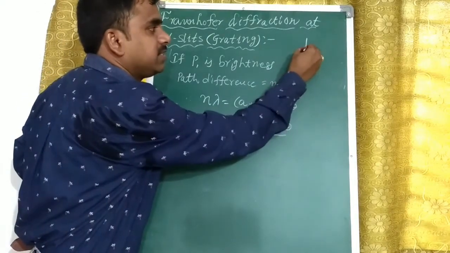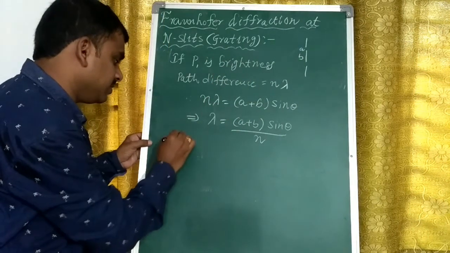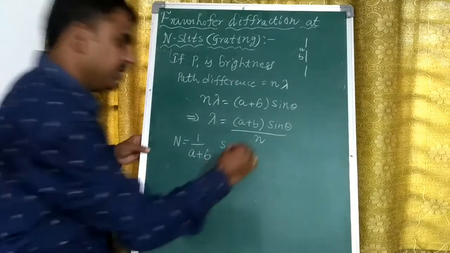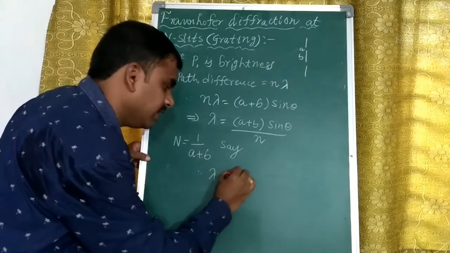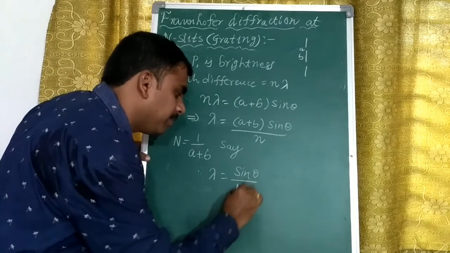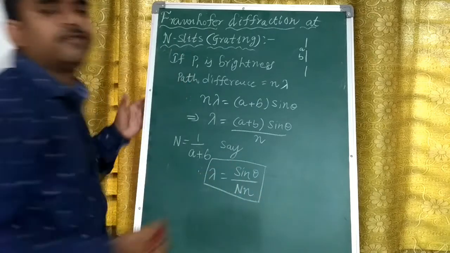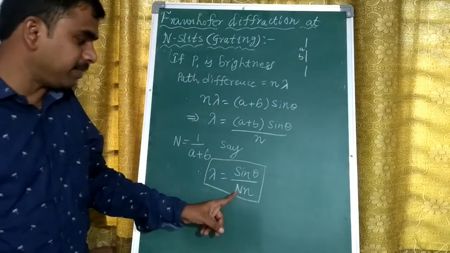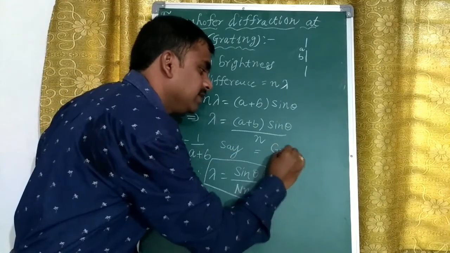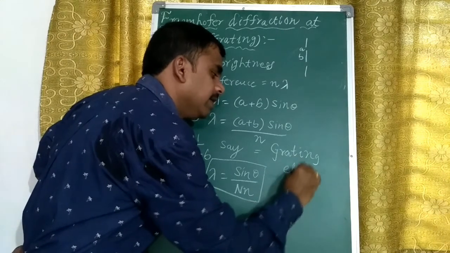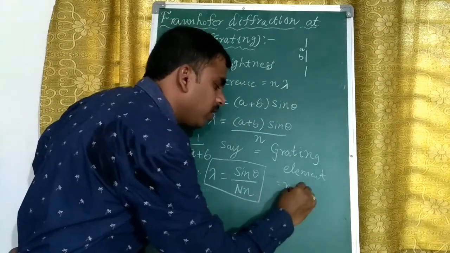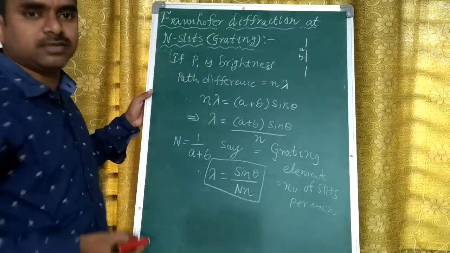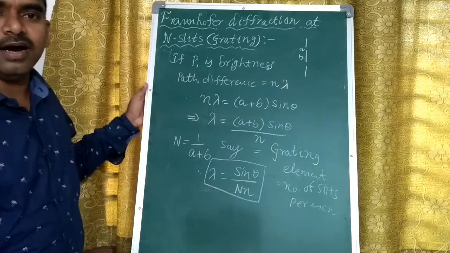Here A is the width of the slit and B is the opaque barrier. A plus B is also called the grating element, and 1 by (A plus B) equals capital N. Then the equation becomes lambda equals sine theta by (capital N into small n). This is the formula for determining the wavelength of the source of light, where theta is the angle of diffraction, capital N is the grating element, that is, the number of slits per inch, and small n is the order of the spectrum.